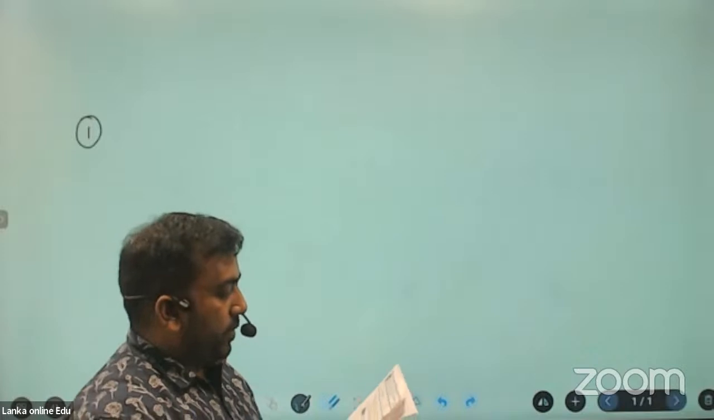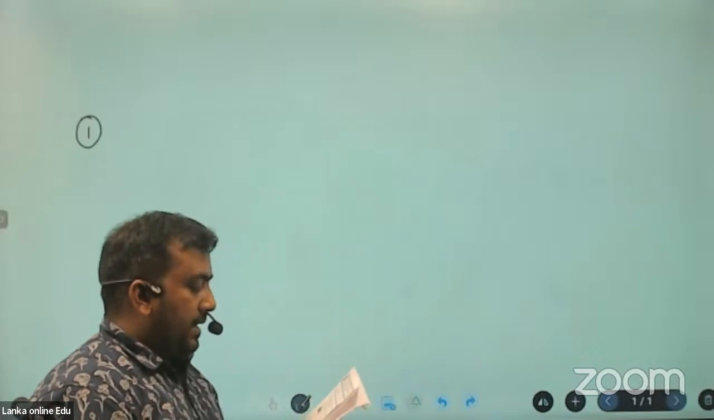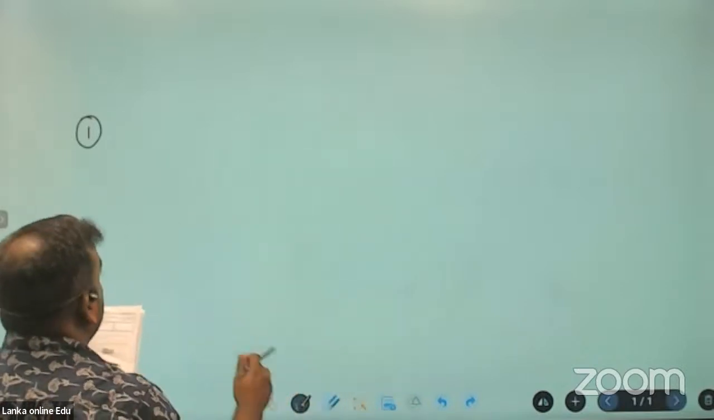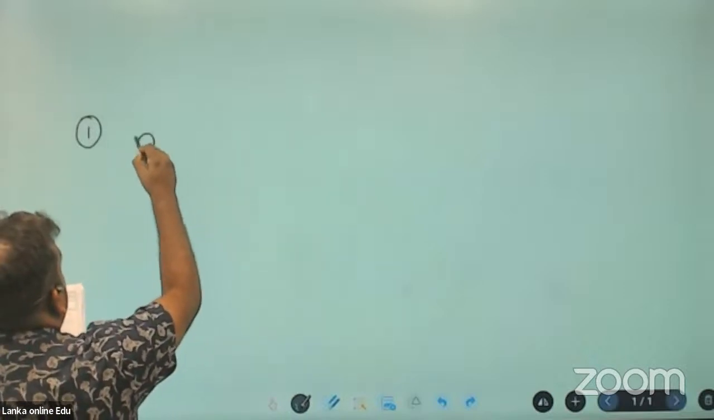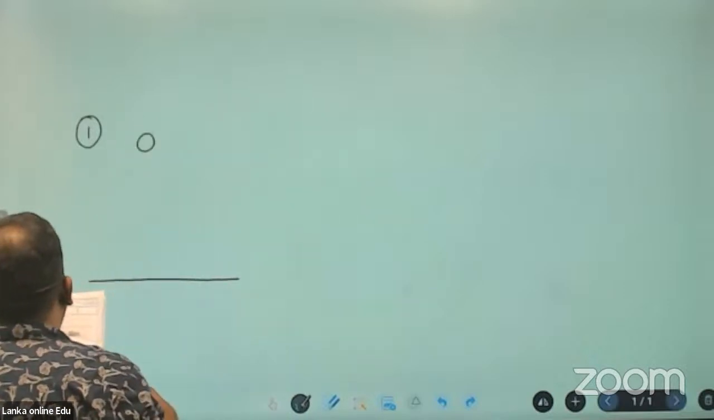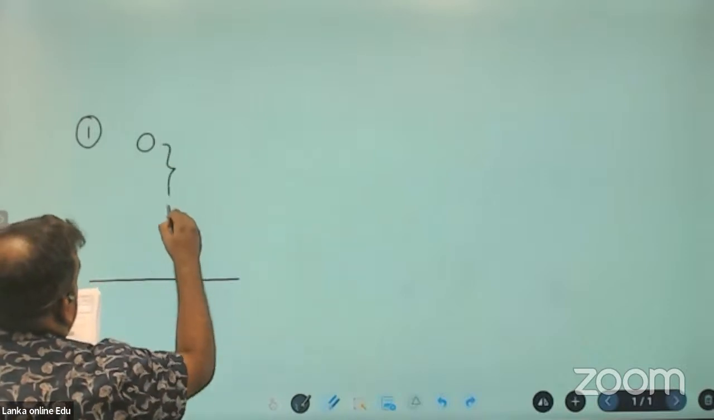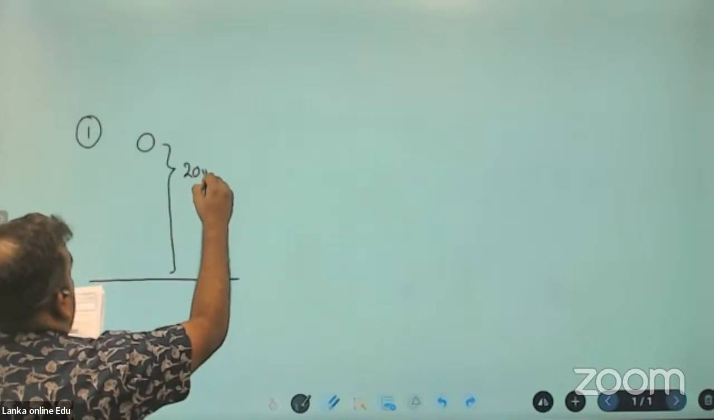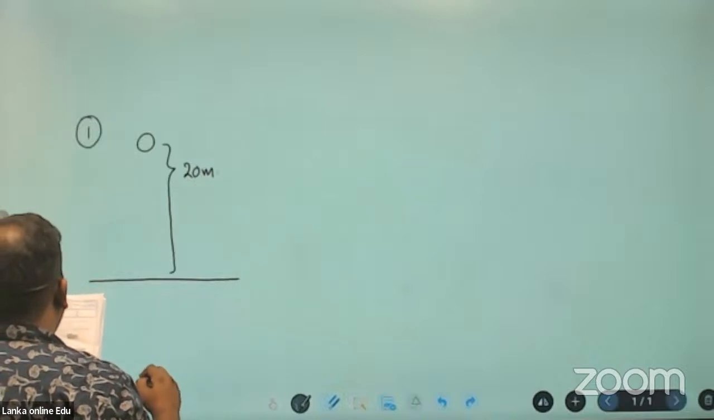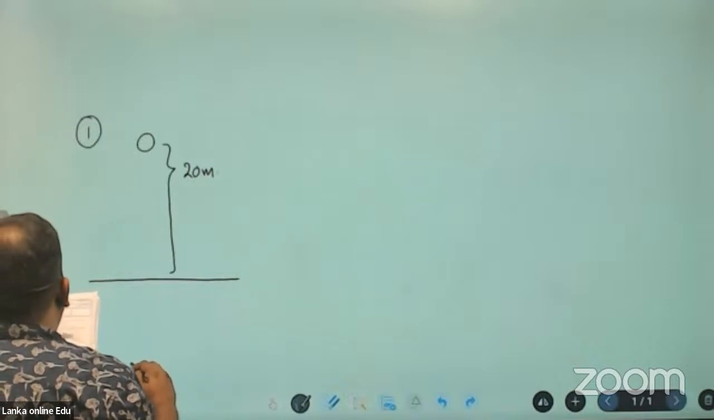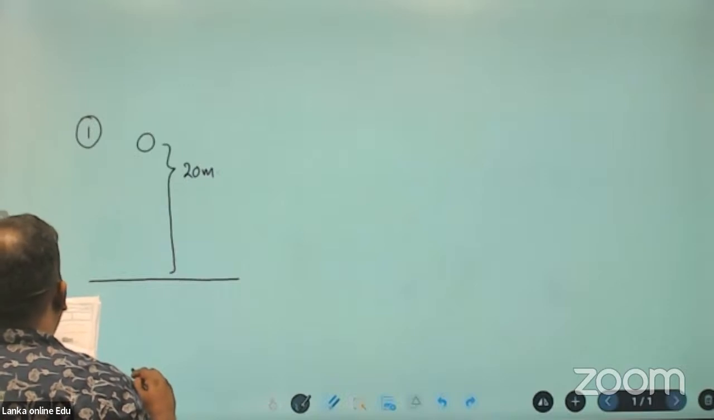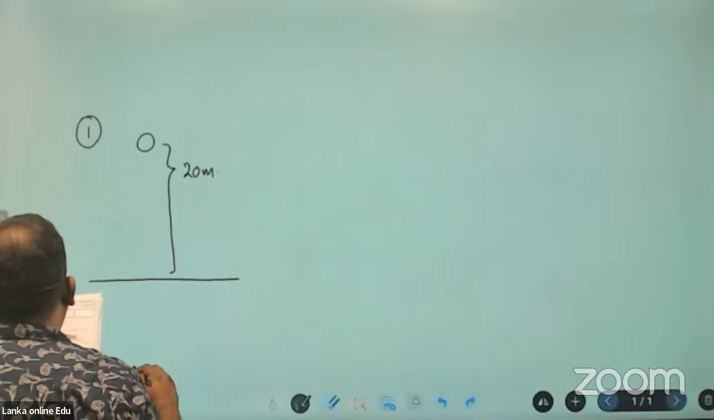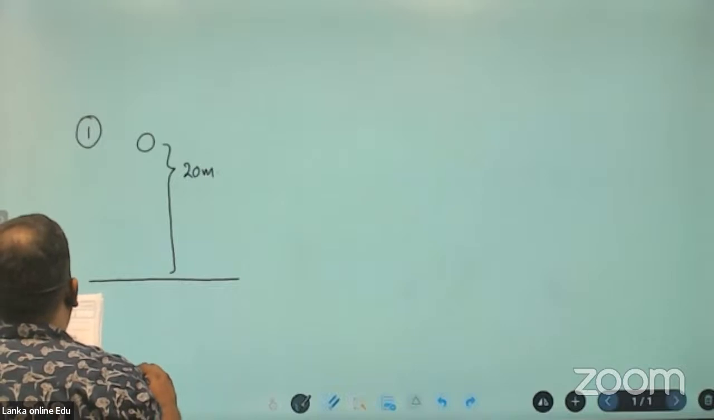MCQ number one. A water drop of mass 20 grams falls to the ground with a uniform velocity of 8 meters per second from a height of 20 meters. What is the air resistance force acting on the water droplet? So here we can find the initial energy. It falls to the ground with a uniform velocity 8 from a height of 20 meters.